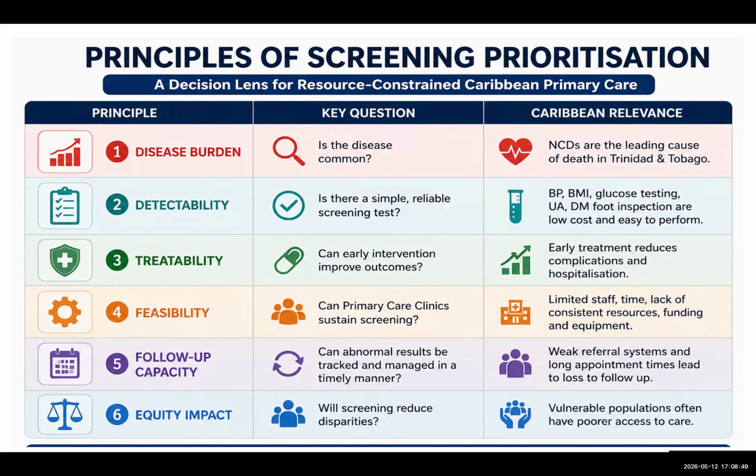Finally, equity impact must be considered. Screening programs should reduce disparities rather than widen them. WHO and CARICOM emphasize strengthening access to preventative services, particularly for underserved populations who may experience financial, geographic, or healthcare access barriers. Overall, the goal for screening prioritization is to focus on interventions that are not only evidence-based, but also realistic, sustainable, equitable, and capable of actually improving outcomes within Caribbean healthcare systems. Next slide.